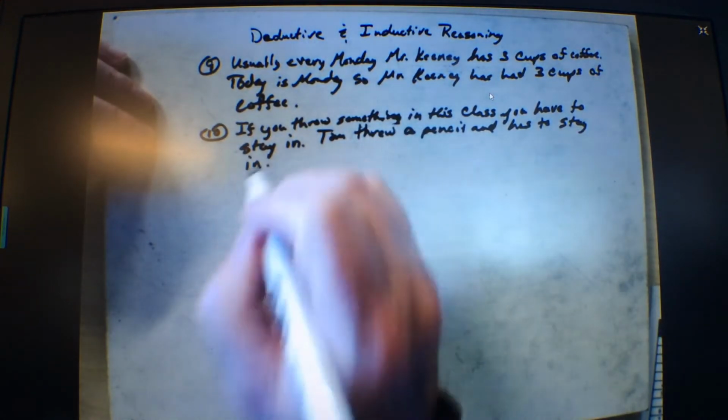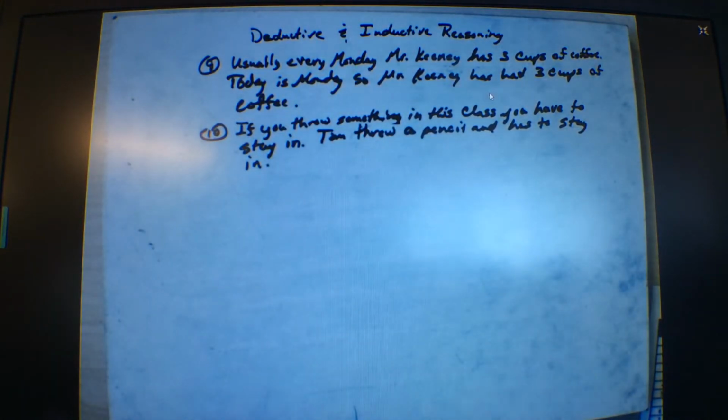Okay. All right, what's the first one? Inductive. There's no rule that says that Mr. Keeney has to have 3 cups of coffee on a Monday, is there? What about the second one? Deductive reasoning. That is a rule, right? Now, we talked about law of syllogism and law of detachment, right? Do you remember these?